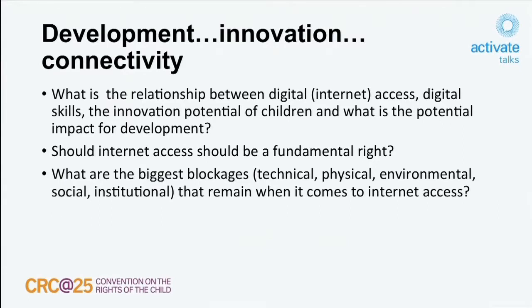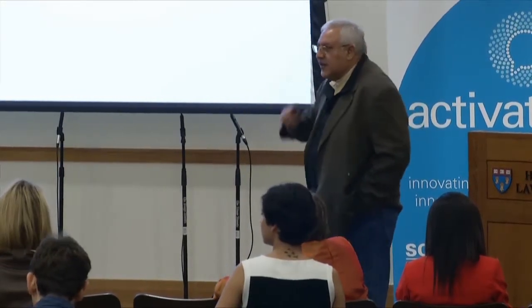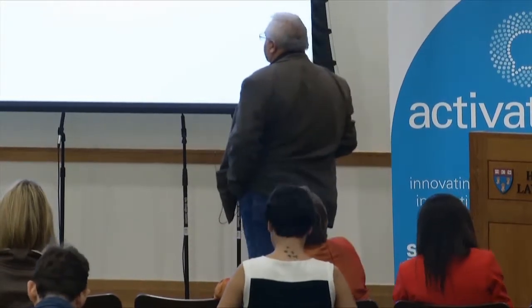The second question is, should internet access be a fundamental right? My point is that internet access is a subset of access to information. It's one tool. So we need to start looking at how do you provide access to information, and maybe this group could focus on internet access, but not forgetting that it's just one tool. The key critical thing is how do you provide access to information to people. And what are the biggest blockages?